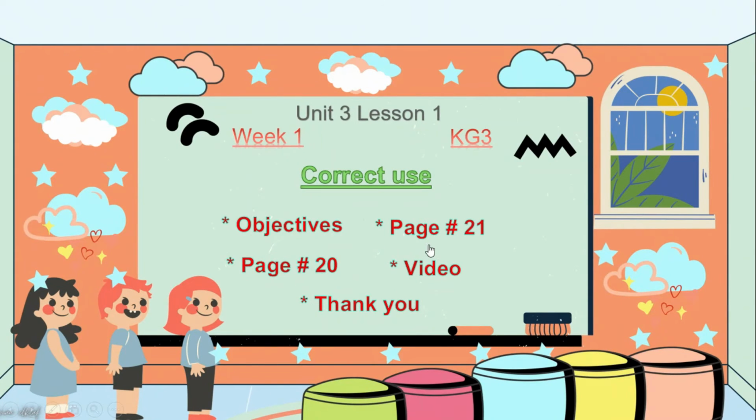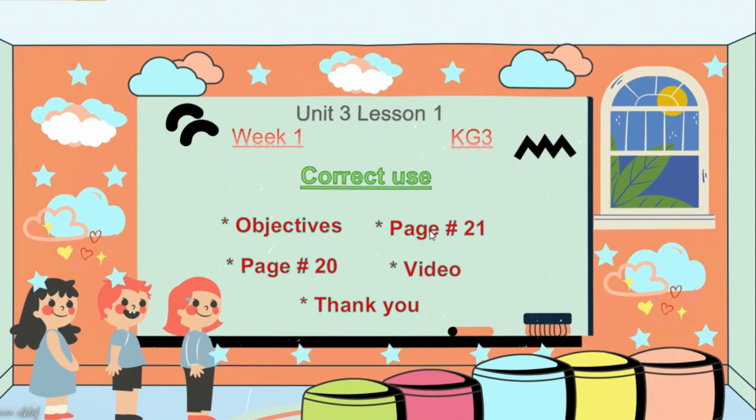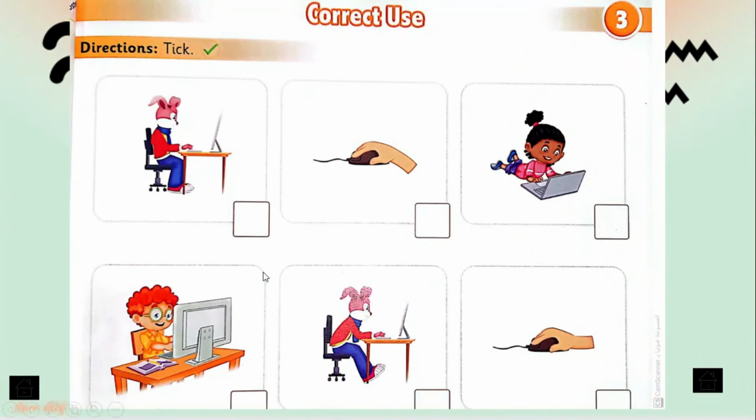Now we will go to page 21 to solve this exercise together. Look here. We have a lot of pictures. I will ask you one by one about the first picture. What do you think? Is he using the computer correctly? Is he sitting correctly or no? Yes, of course. This one he is sitting correctly. So this one is correct.